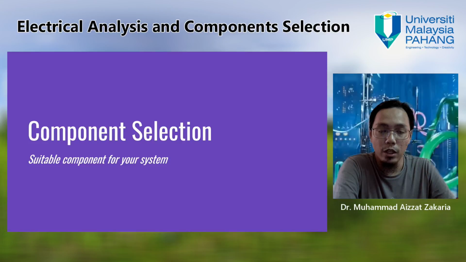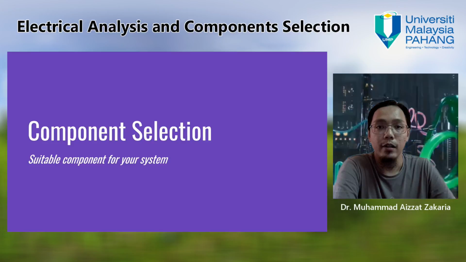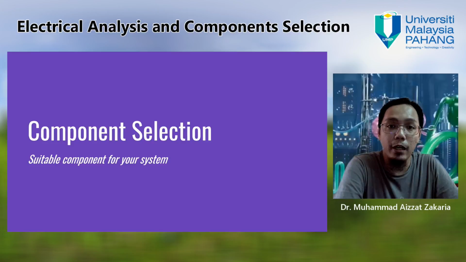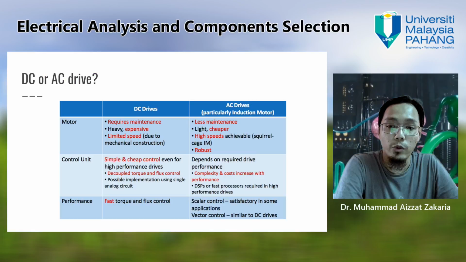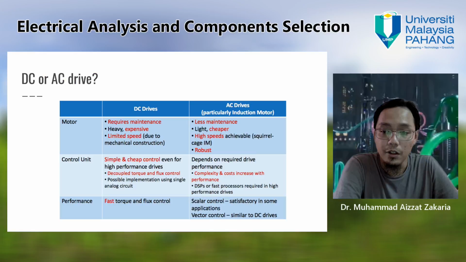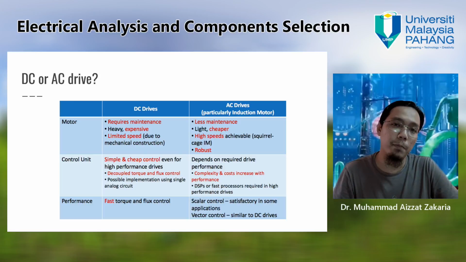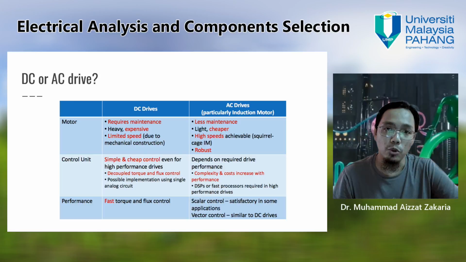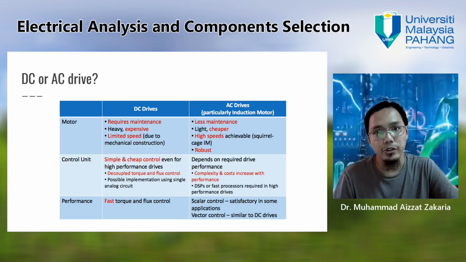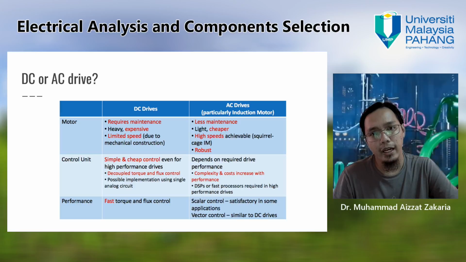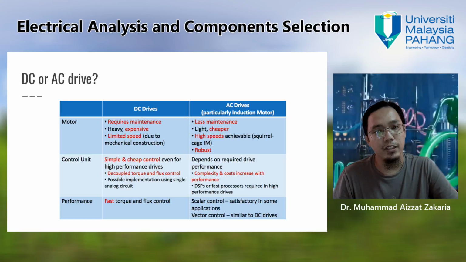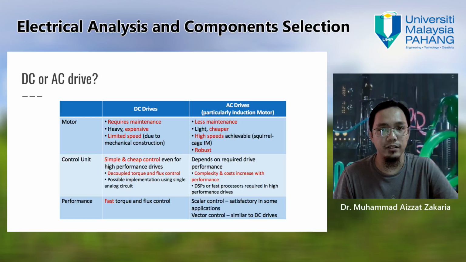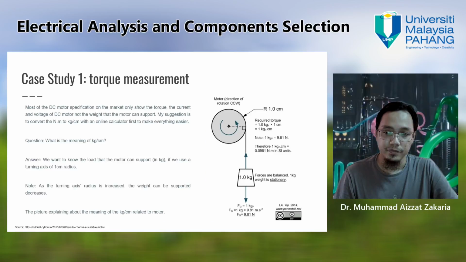And next we are going on to component selection. We have defined every parameter previously, so now we have to select the components. For example, in your machine, the most important part is the motor. For the motor, you have a DC drive motor or an AC drive motor. Each motor has its own advantages and disadvantages, as you can see on the slide.